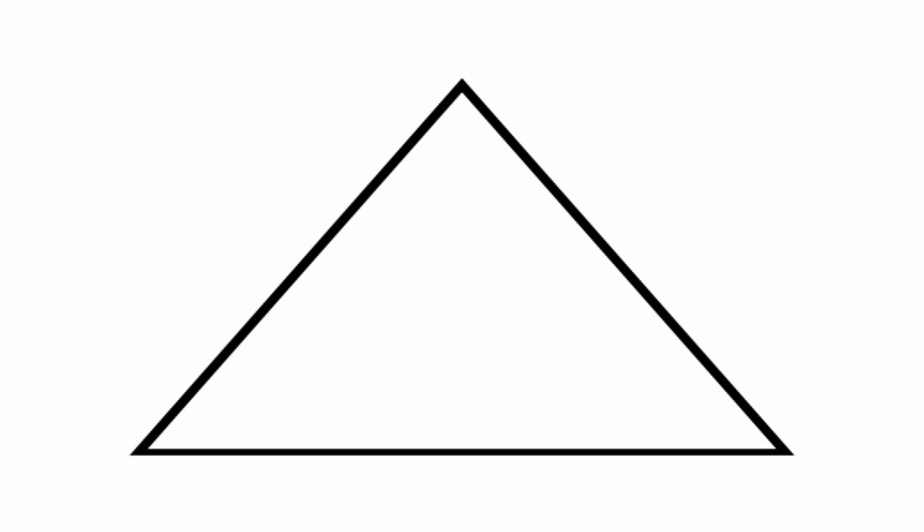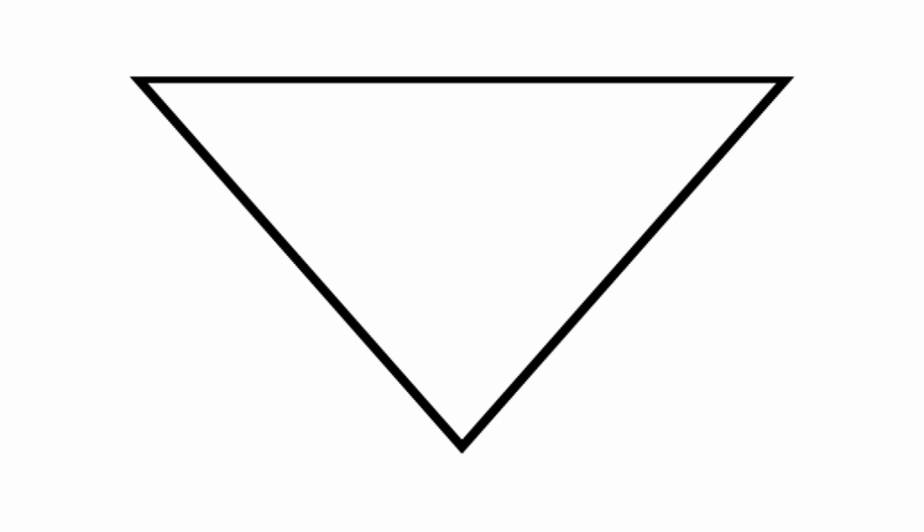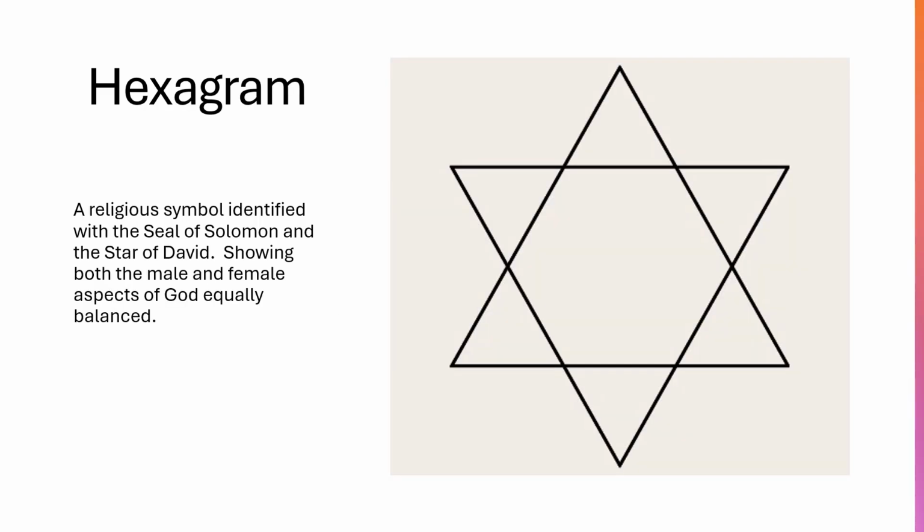Sitting firmly on its base is a symbol of masculinity and used to represent fire. Flipping it upside down, it would be the symbol of water, a sign of femininity. When intertwined, they form a hexagram, a religious symbol identified with the seal of Solomon and the Star of David, showing both the male and the female aspects of God, equally balanced.